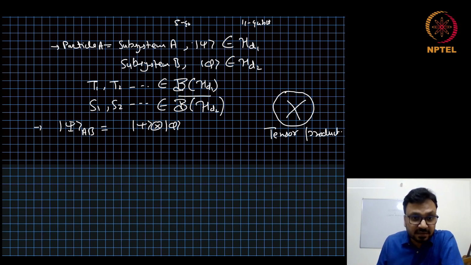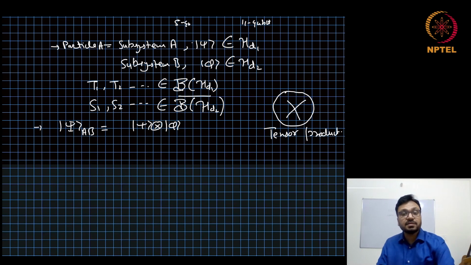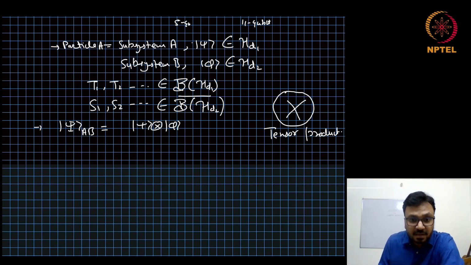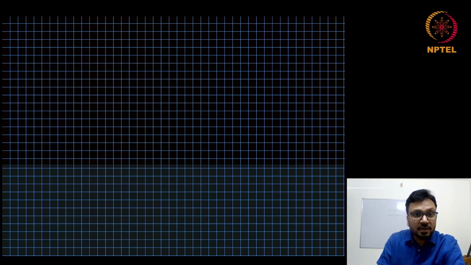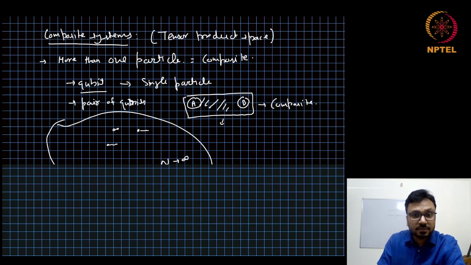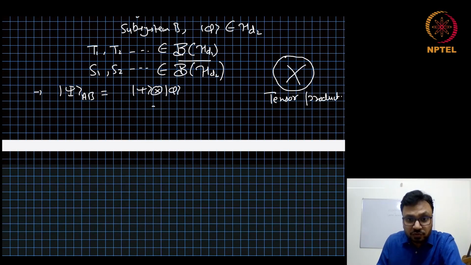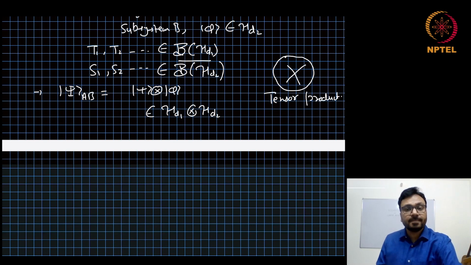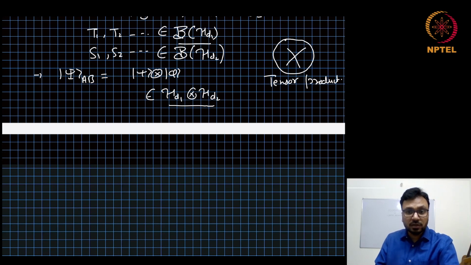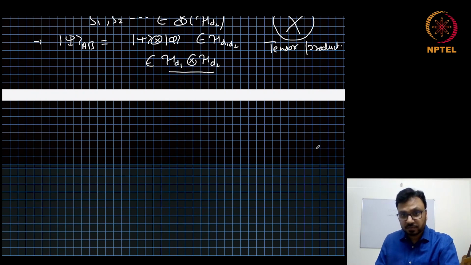So whenever we write the state of two systems where the state of subsystem A is psi and subsystem B is phi, then the joint state is psi tensor phi. This belongs to the Hilbert space H_D1 tensor H_D2. Okay, this is a symbolic way, but actually it belongs to the Hilbert space H of D1 D2. Okay, so we'll see that.